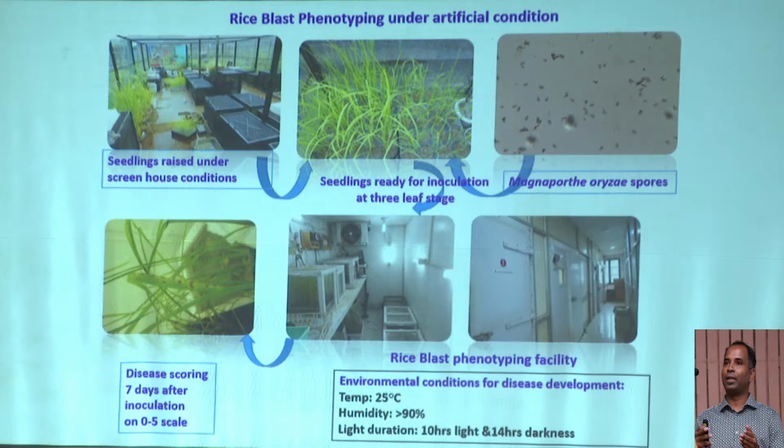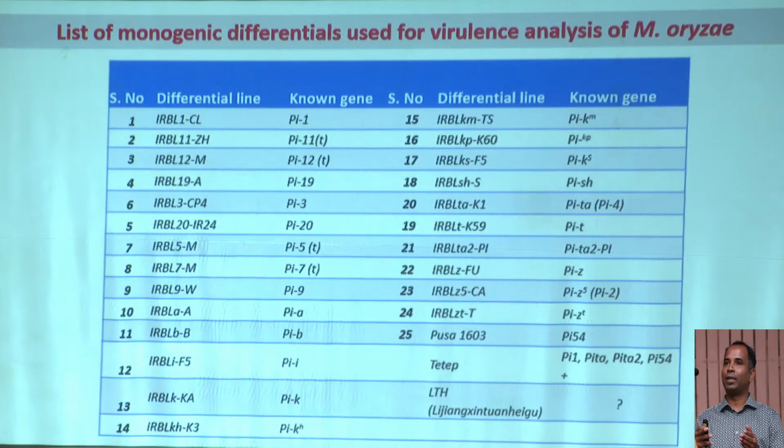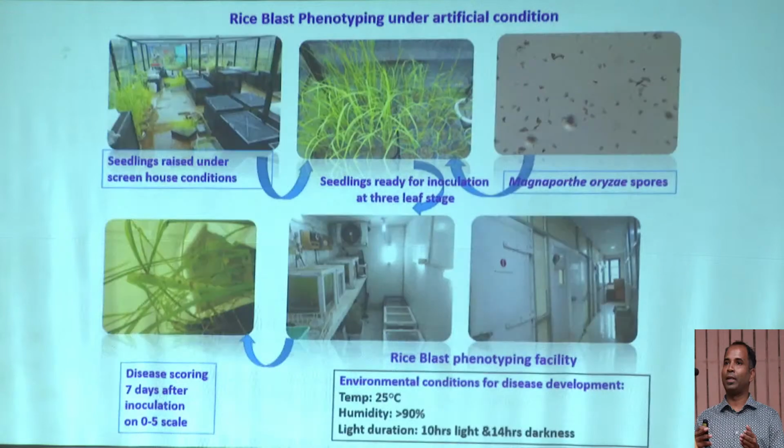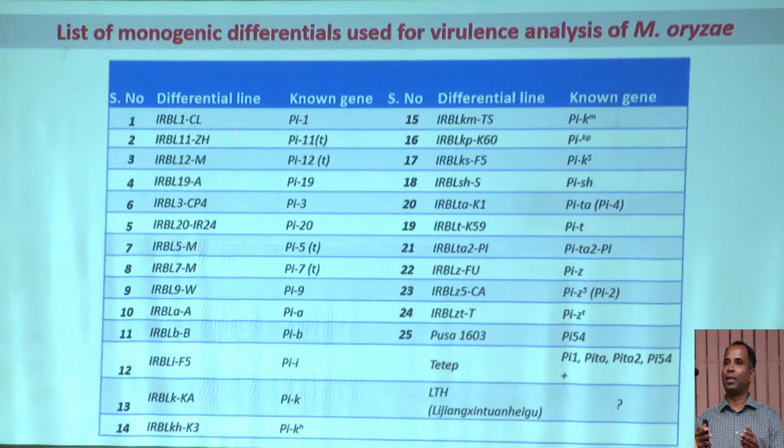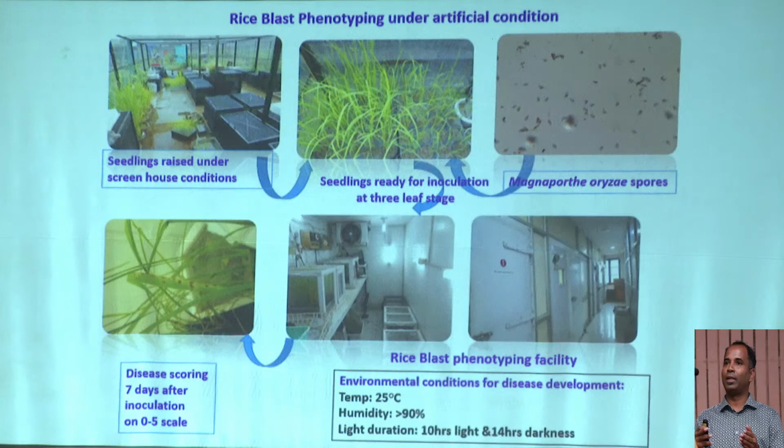The light duration is based on the factors. Then we inoculate. After 7 days, we make observations on how the particular pathogen, one isolate, reacts with all these 25, 26 lines. Based on that, we observe whether the particular isolate is giving a resistant reaction to the particular line, having its own gene, or a susceptible one. Based on that, we can segregate into the pathotypes.